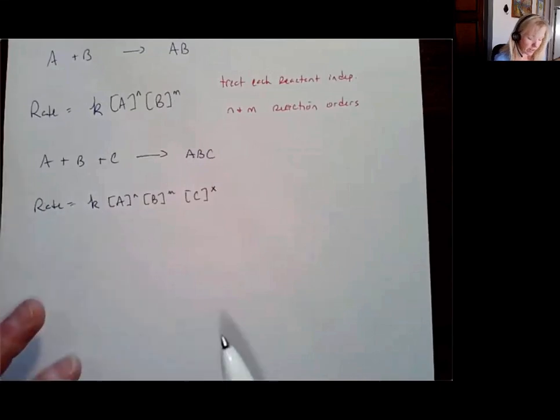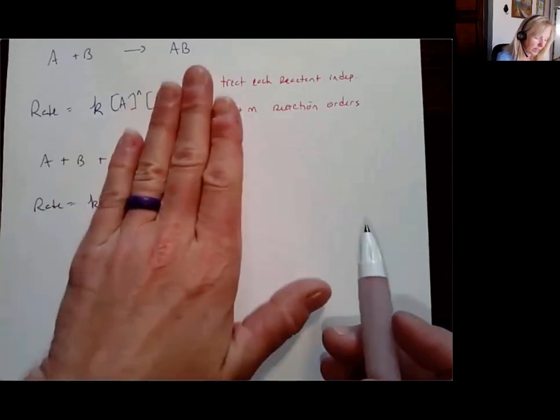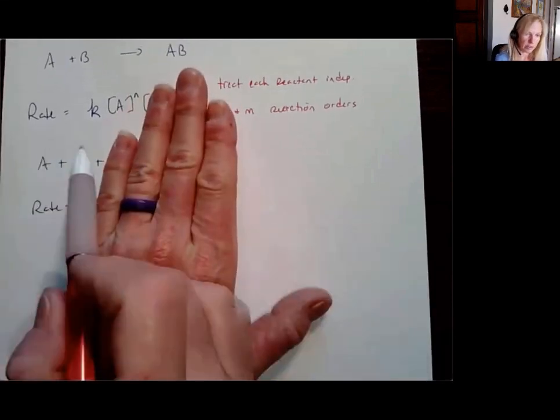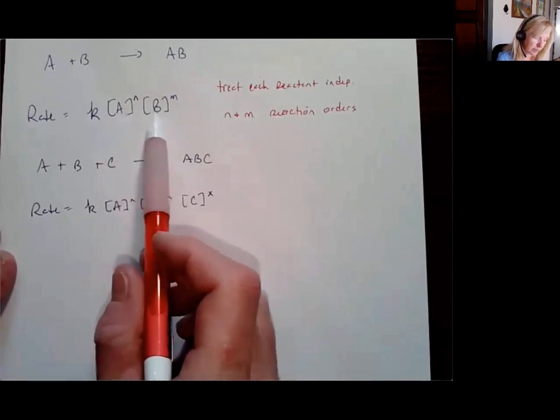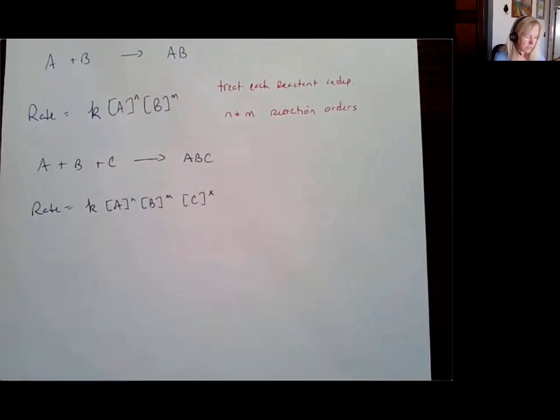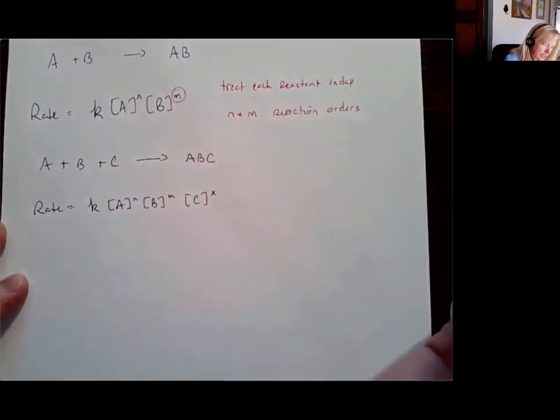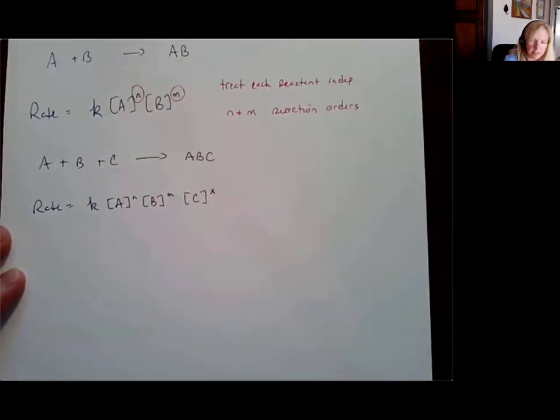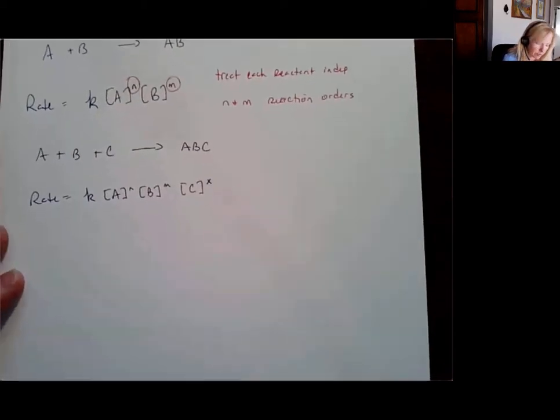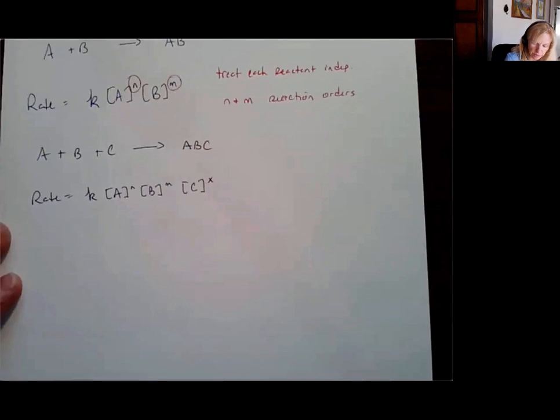So if I have a very simple reaction where I only have 1 reactant, then I am only going to have 1 reactant in my rate law. If I have 2 reactants, then I'm going to have 2 reactants in my rate law. So reaction order is going to tell you the effect that that reactant has on the chemical reaction. So reaction order is really important.